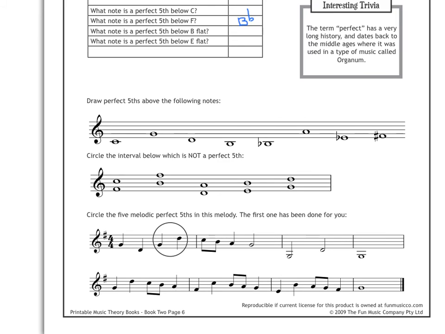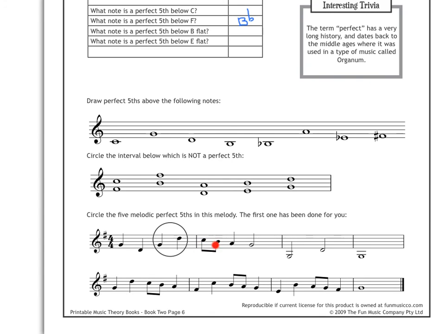The first one has been done for you. So the first thing I'd recommend is look at all the distances, see where you have fifths, and then investigate as to whether or not you have exactly 7 half steps. They say the first one's done for you, so they circled this one as being a perfect fifth. So that's the first one. The next one, D to C, is that a perfect fifth? Well, it's not even close to being a fifth, so don't even worry about it.